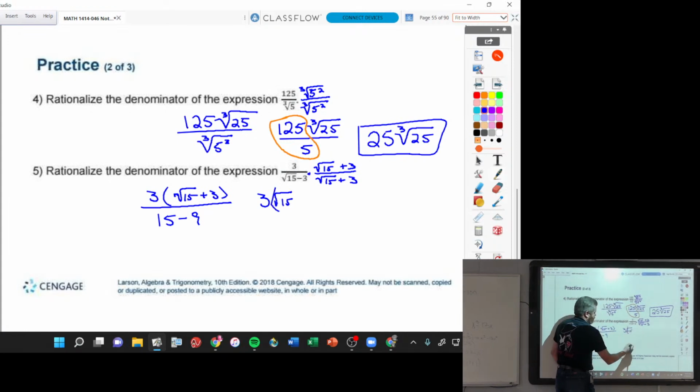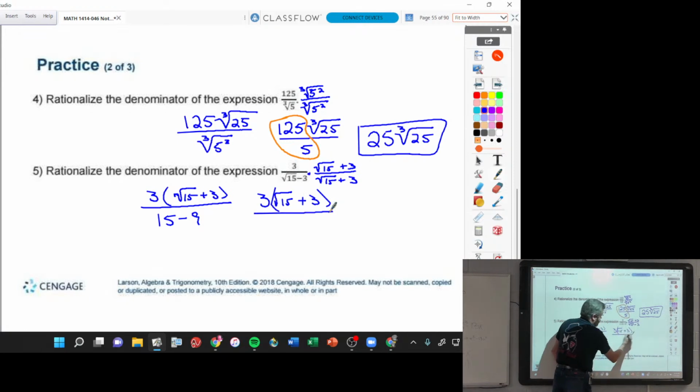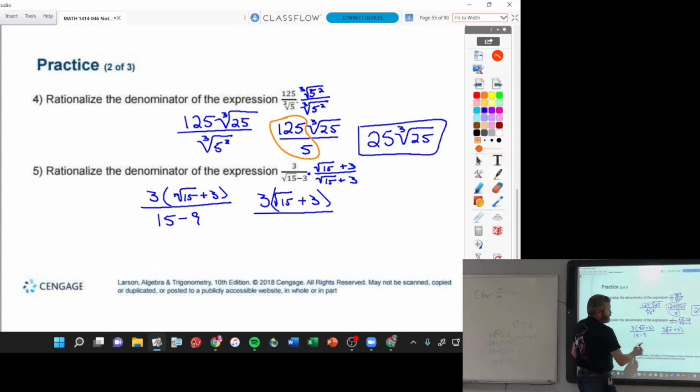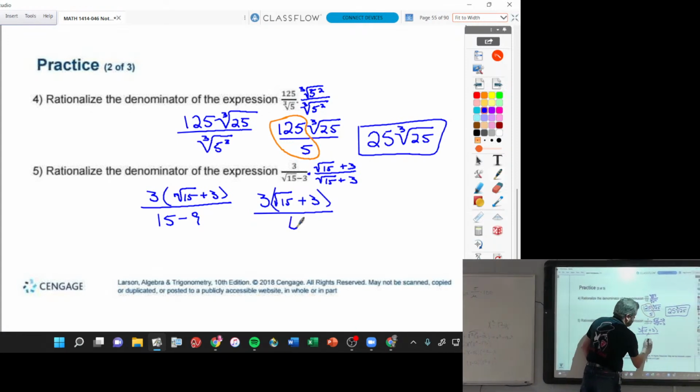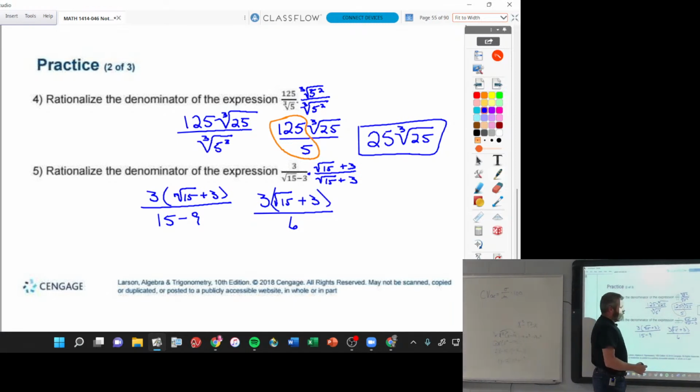So the square root of 15 times the square root of 15 is 15. And then minus 3 times the positive 3 is negative 9. 15 minus 9 is 6. So I now have 3 over 6, which reduces to 1/2.